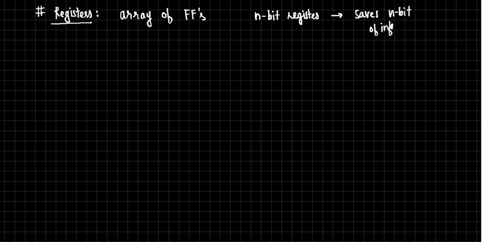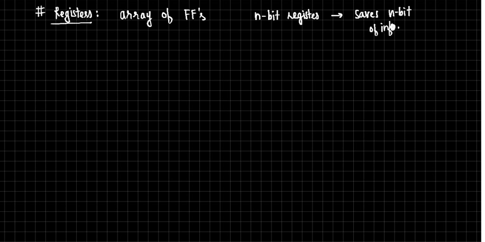So a flip-flop can save 1 bit, so that is also called a 1-bit register. A register is simply an array of flip-flops capable of storing n number of bits. So an n-bit register saves n bits of information. Now these registers are very vital, very important in operation.